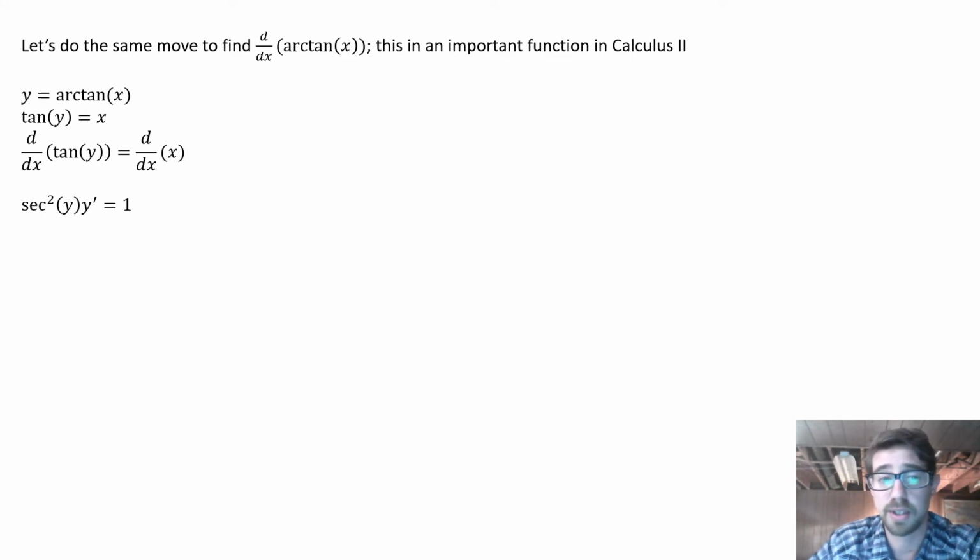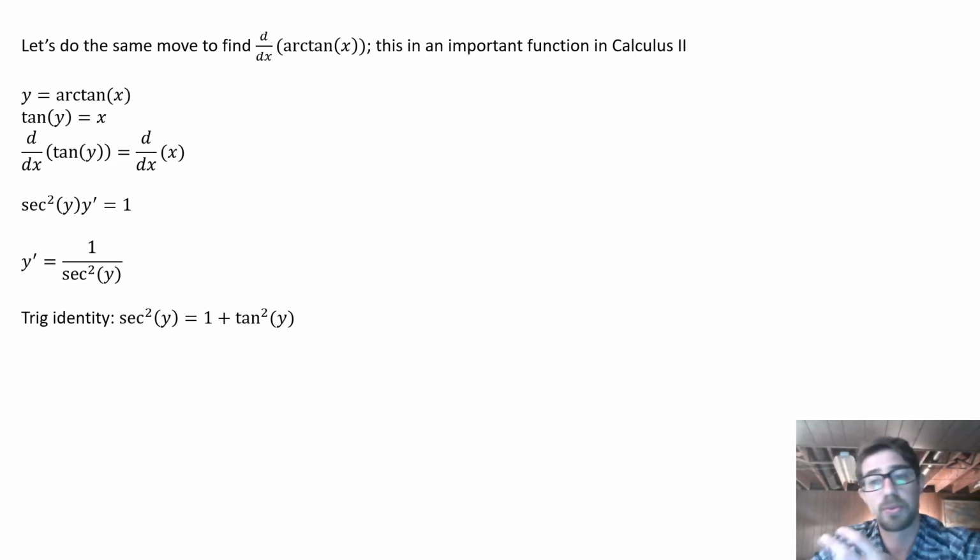Derivative of tangent is secant squared, and then we multiply by y prime equals 1. Solve for y prime, so just divide both sides by secant squared of y. Y prime is 1 over secant squared of y, and again, we need to get that back in terms of x. So we need a different trig identity, and here's what it is.